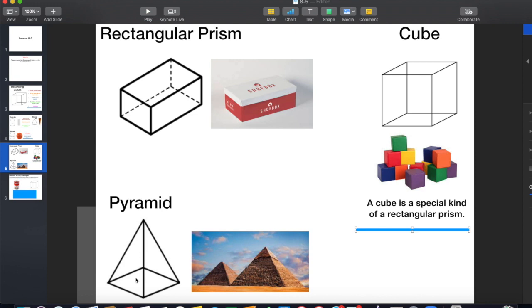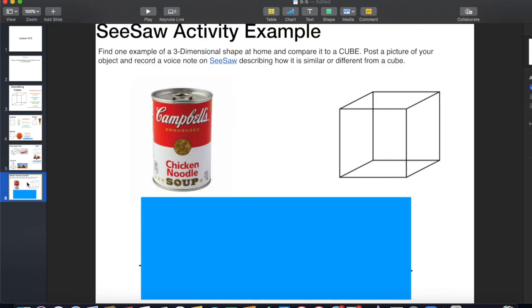Now the pyramid, its faces are made up of 2 different shapes. There's a square or rectangle on the bottom, and then there are triangle faces that make up the rest of the shape. It has straight edges, similar to a rectangular prism or a cube. It has vertices, similar to a rectangular prism or a cube, and it's made up of flat surfaces or faces. So maybe you could look around your house and see if you have any pyramids, or maybe you could look online at some pictures. We're going to move on to today's activity.